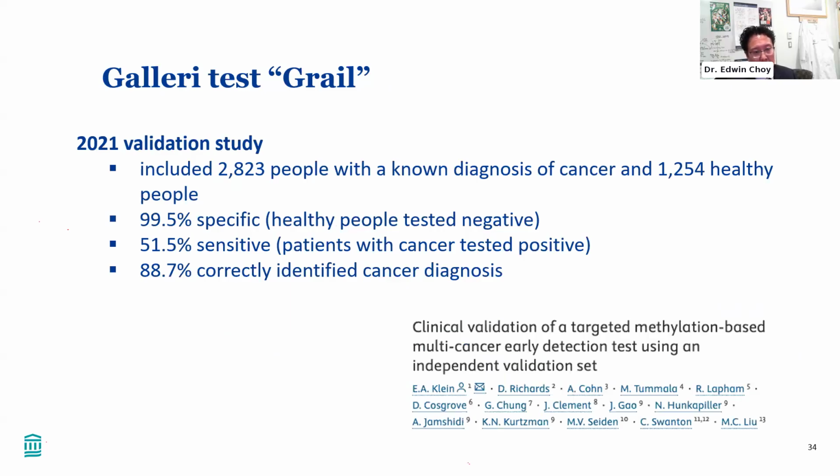So in 2021, the Galleri test had a validation study, which included 2,800 people who had known cancer and 1,200 people who did not have cancer. In this study, they found that the specificity rate was about 99.5%, which means in the group that did not have cancer, the Galleri test correctly tested negative. In the group that did have cancer, the sensitivity rate was only 51%, meaning even though you know a patient has cancer, the Galleri test only tested positive in about half that population. And in terms of whether the GRAIL test correctly identified the underlying diagnosis, the accuracy rate was about 88%.